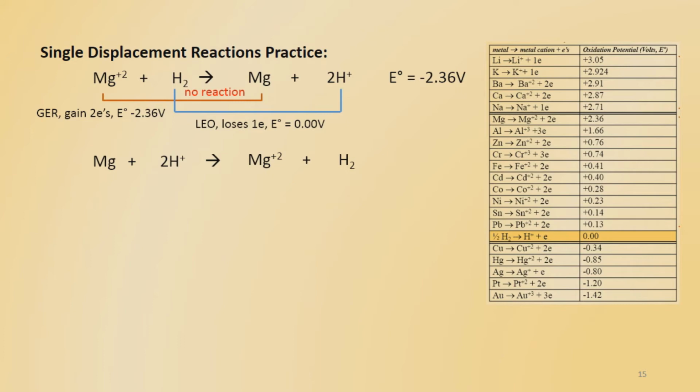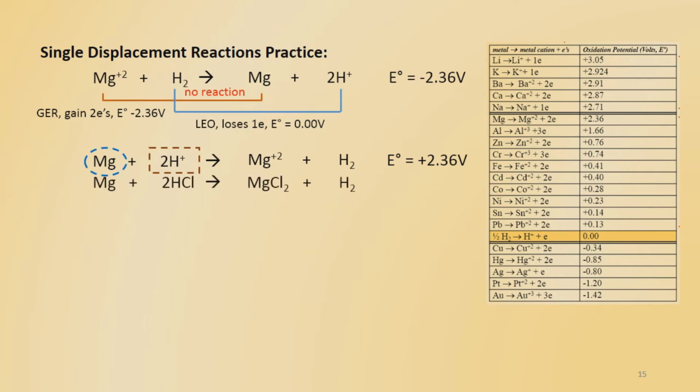Now, I've already written this in a balanced form for you. The potential for this reaction would be plus 2.36 volts, so it should work. Now, this is the net ionic equation. I've asked you to circle the element which is being oxidized. It's always the metal that's going to be oxidized, and it's always the cation that's going to be reduced.